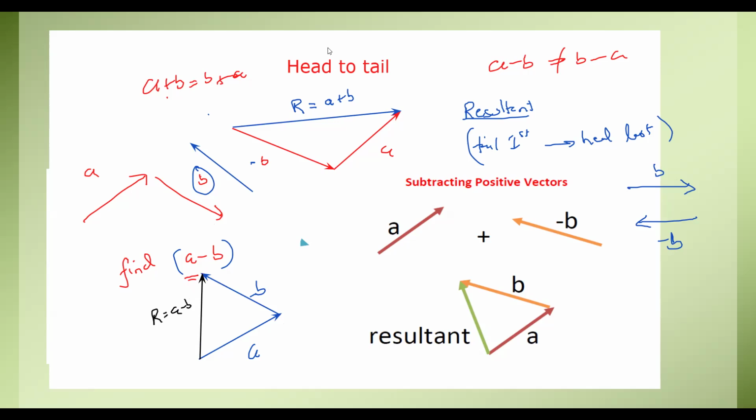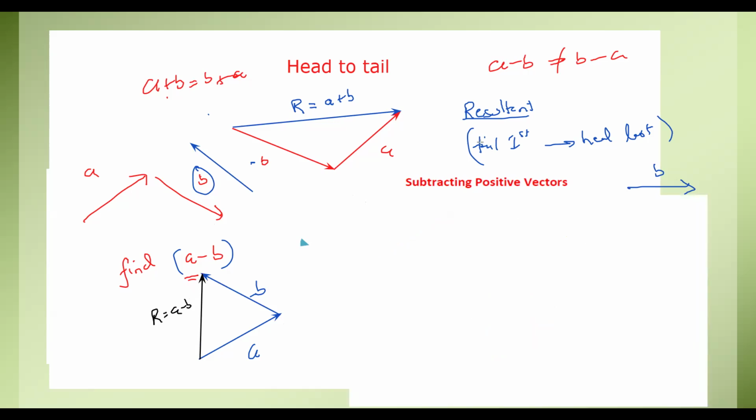But what if we need b minus a? If I need b minus a, how can it be done? For b minus a, I have to draw b first. So the same question, I have two vectors a and b. First I draw b. So this will be b. Now, for the second one, we have to draw negative a. If a is pointing in this way, what will be the direction of negative a? It will be the same length, but opposite direction.